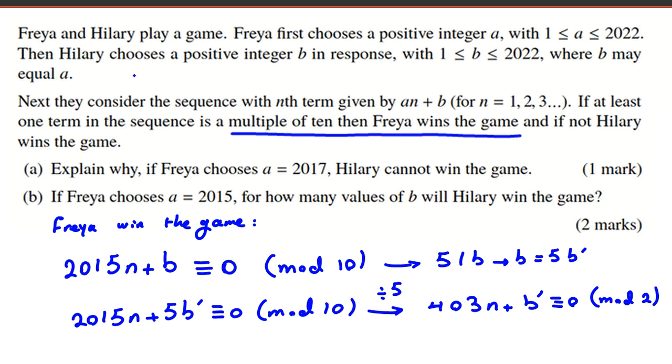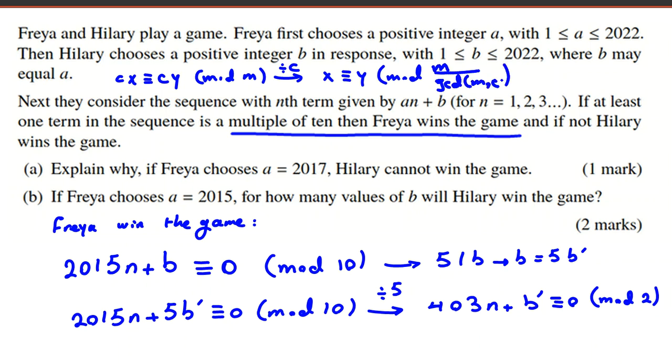For example, cx is congruent to cy mod m. It is a lemma, not related only to this problem. Then if you divide by c, it has a proof and it's not hard, x is y mod m over GCD of m and c. You should memorize it. Because GCD of 5 and 10 is 5, you divide the modulus by 2. These two things are equivalent.